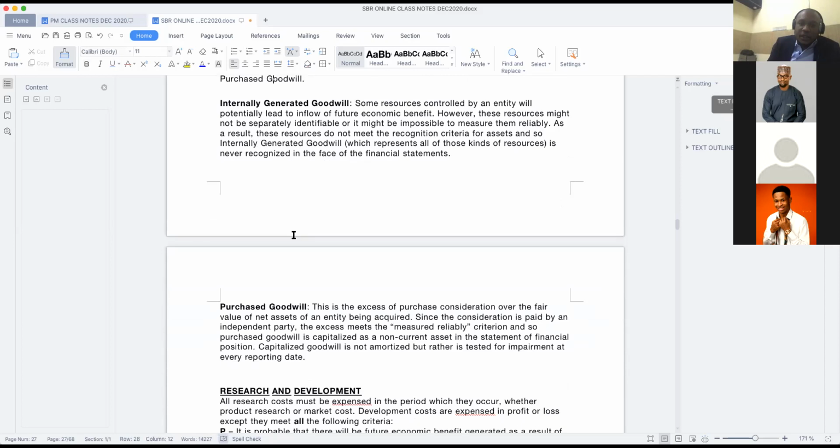All right, internally generated goodwill. Some resources controlled by an entity will potentially lead to inflow of future economic benefit. However, these resources might not be separately identifiable, or it might be impossible to measure them reliably. As a result, these resources do not meet the recognition criteria for assets, and so internally generated goodwill, which represents all of these kinds of resources, is never recognized in the face of the financial statement.